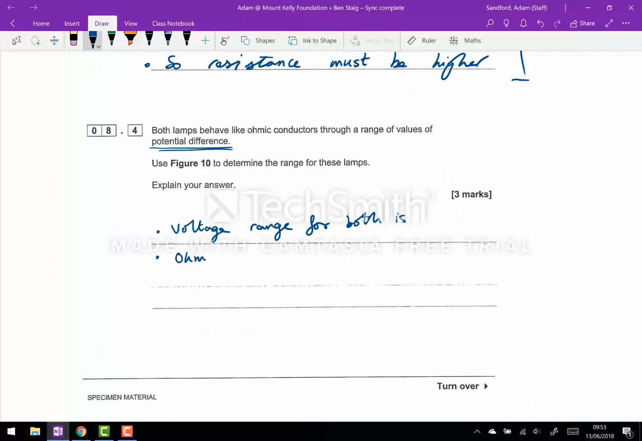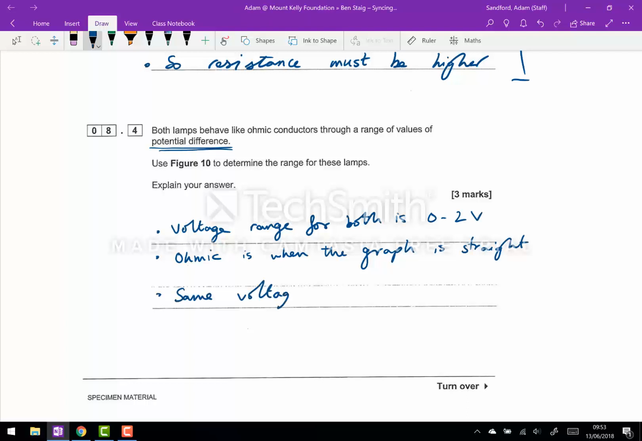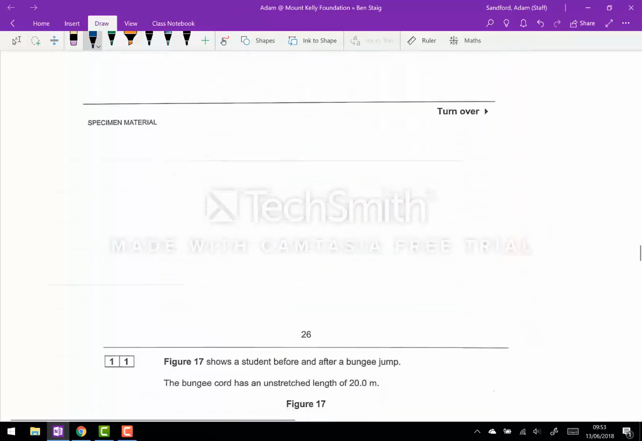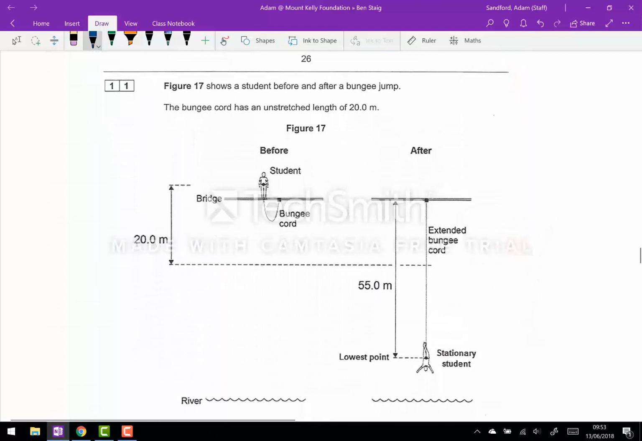So ohmic is when the graph is straight. It's the same voltages for both. Right, I'm speeding up, this is good.